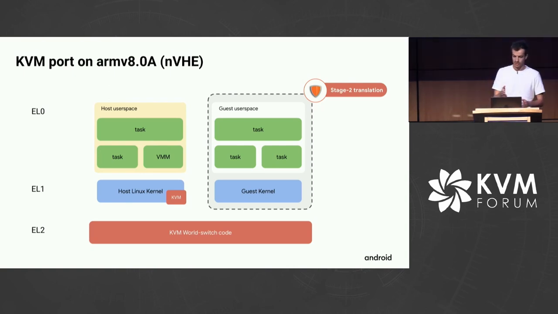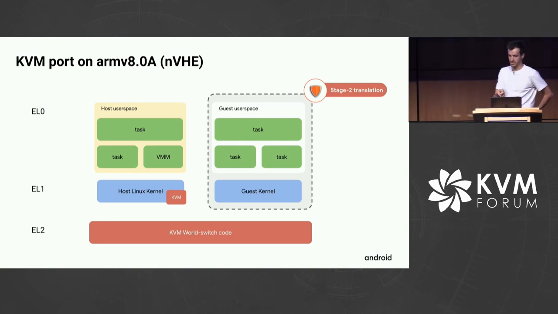The KVM world switch code is part of Linux, technically. It is in the Linux source code. It is built into Linux, linked into the image, but placed into a different section of the ELF file, and it is essentially left behind during boot, and it is just responsible essentially for context switching to guests when the host requests it.